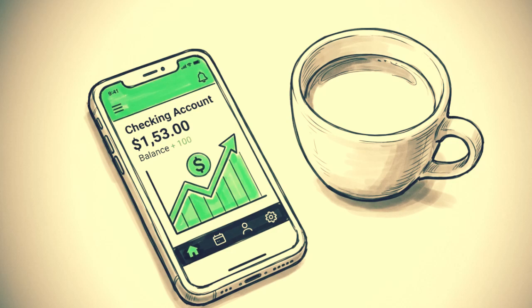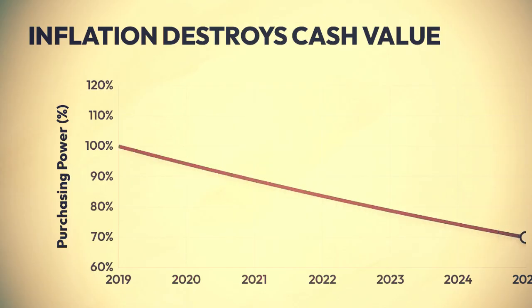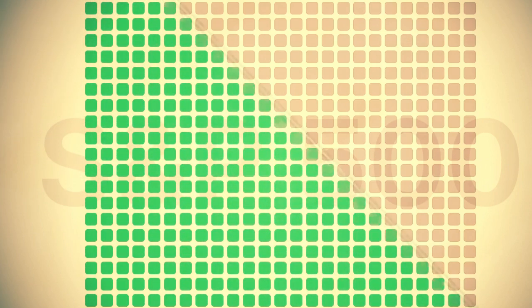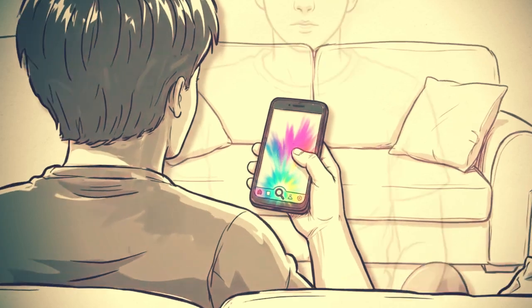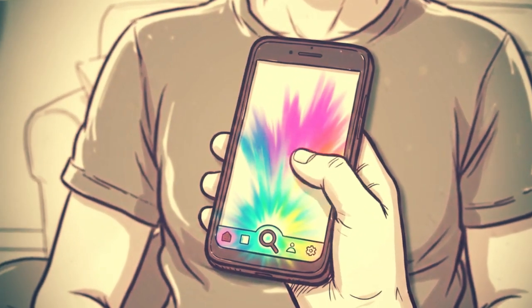If you leave your money sitting in a standard checking account, it actively loses purchasing power over time due to inflation. The S&P 500 acts as a defense mechanism against that inflation. It's an index that tracks the collective performance of the 500 largest public companies in the United States. By the end of this video, you will know exactly how to buy your very first index fund right from your phone, step by step.